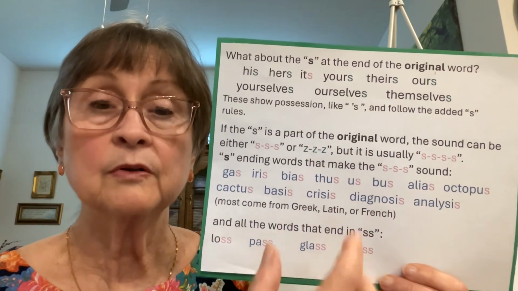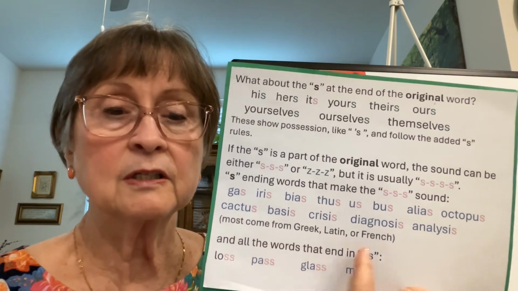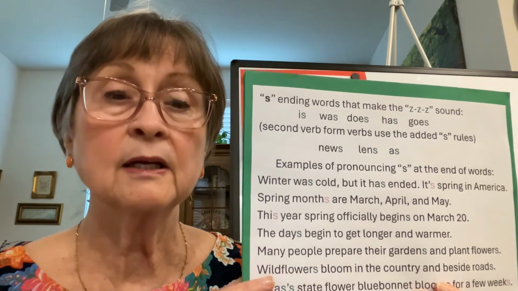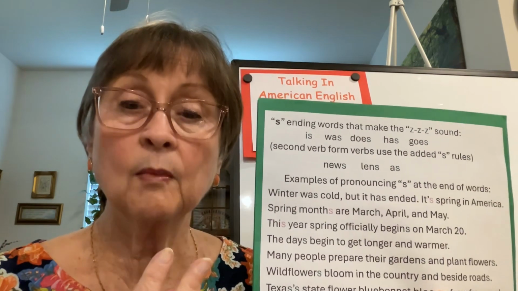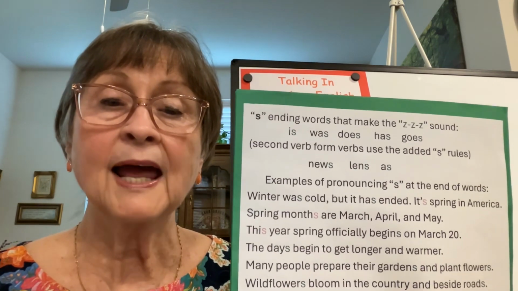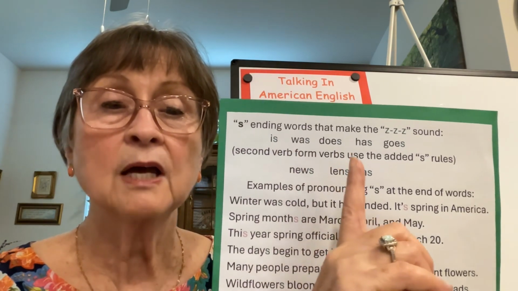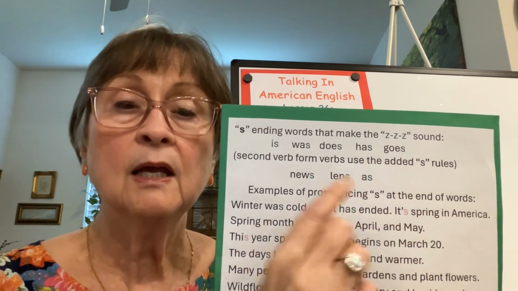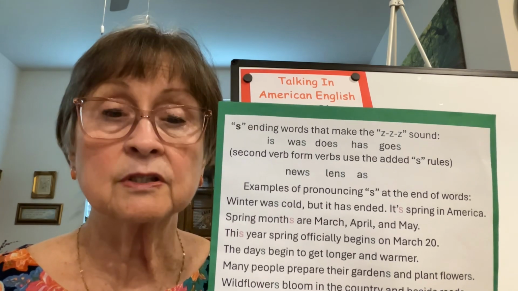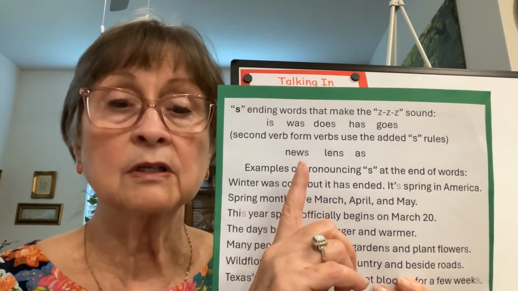Now here are some general rules. This is a dependable rule. This is sort of a dependable rule. And this is a dependable rule. Here we have S ending words that make the Z sound. And these are the second form of a verb. If it's the second form of a verb, it's the same rule as when we have an added S. Is, was, does, has, goes. If it's the second form of the verb and there's a vowel in front of it, it's going to say Z. And there are a few words that, for no particular reason, they're going to say Z.